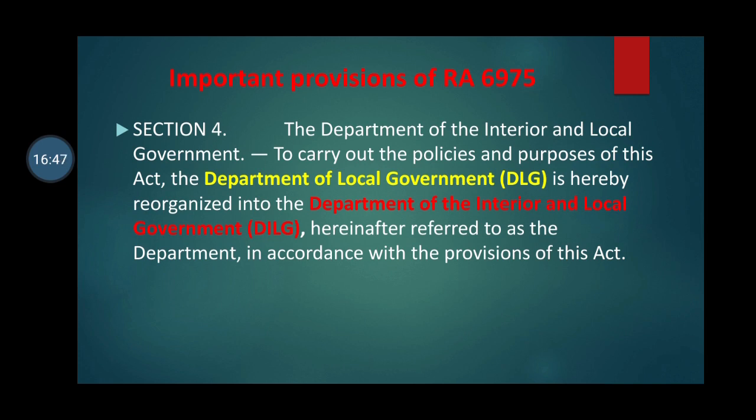So before this law, the agency was known as the Department of Local Government. But when Republic Act 6975 came out, it reorganized it and turned it into the DILG, or the Department of the Interior and Local Government, hereinafter referred to as the department under the law.